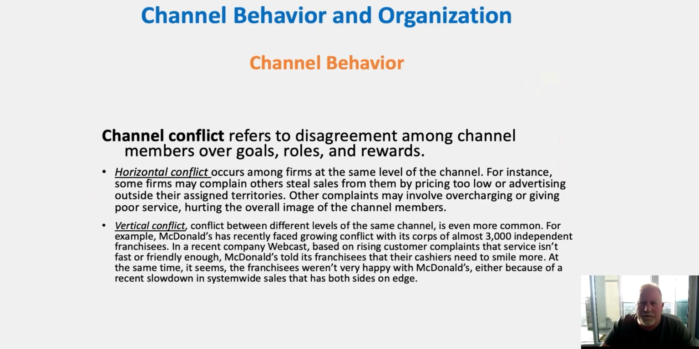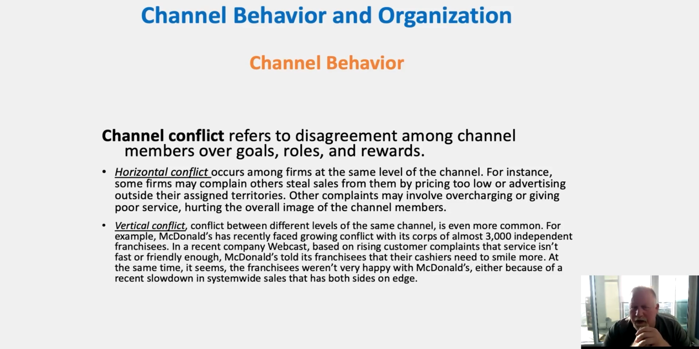So next, let's talk about something that happens out there when we have channel members in the marketplace. When we have more than one channel member in the marketplace, we have channel players or partners working out there in the marketplace. We have different kinds of channel conflict that could occur. Channel conflict refers to a disagreement among channel members over goals, roles, and rewards. So I'm going to give you an example of what we call a horizontal conflict and a vertical conflict.